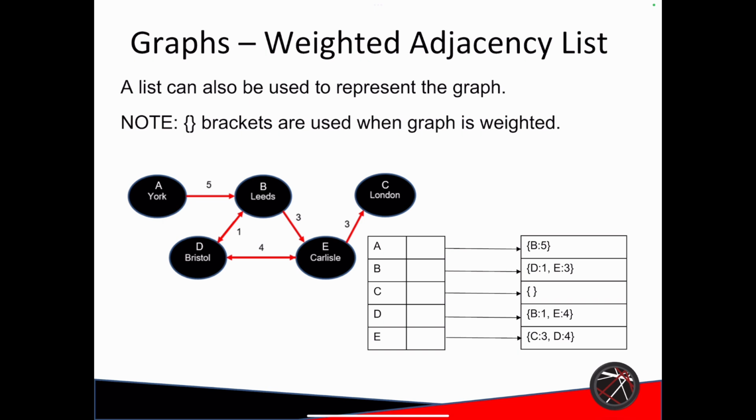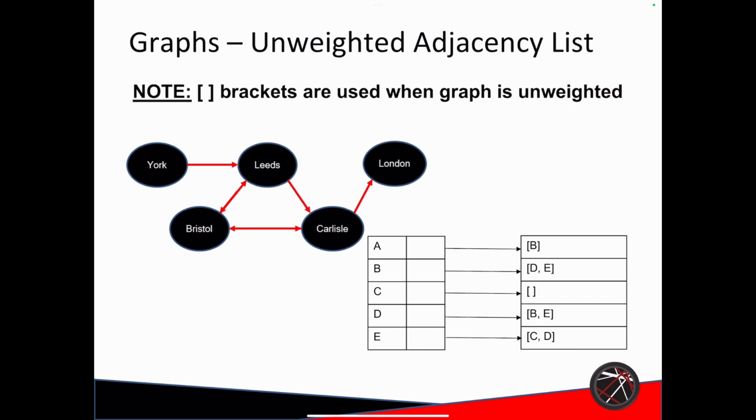From B, you can see it doesn't say A next to it, it only says D and E. So we know that from B, we can only get to D or E. And again, we see that comes at a cost of 1 or a cost of 3. If it's unweighted, you use square brackets, and you can see the only real difference is that the numbers disappeared. And again, we can still see that there is direction being represented here.